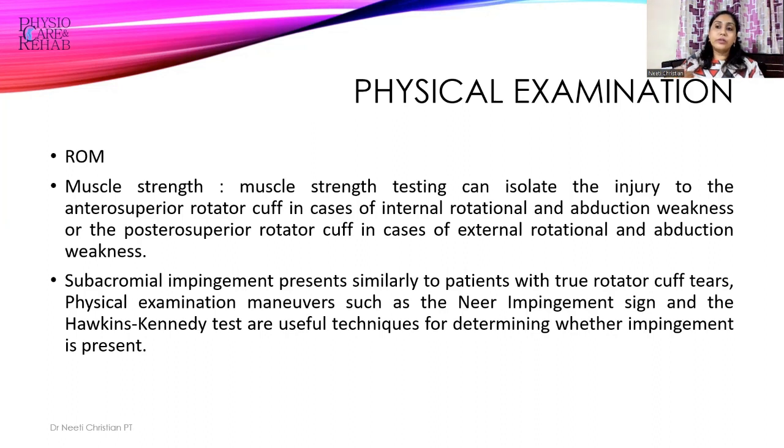In some cases, subacromial impingement also presents similarly to patients with a true rotator cuff tear. So how to identify? Here, the physical examination manuals such as Neer's impingement sign and the Hawkins-Kennedy test are very, very useful techniques for determining whether impingement is present along with the rotator cuff tear.